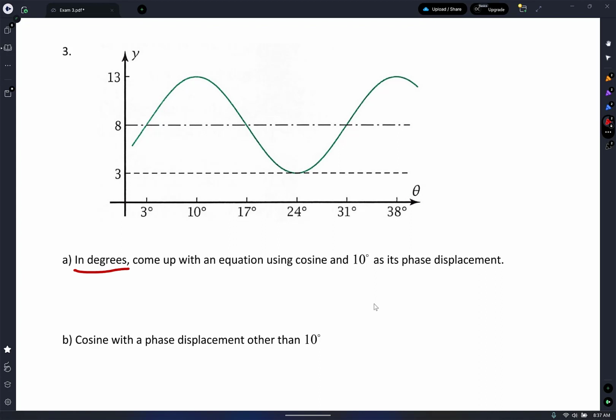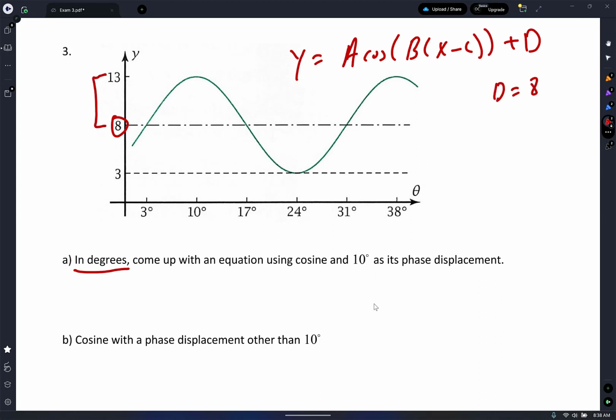It says come up with an equation using cosine and 10 as its phase displacement. So y equals a cosine b(x minus c) plus d. So let's see, the midline is 8, so d equals 8. The amplitude is the gap between 8 and 3. So the A is 13 minus 8. What's that? 9, 10, 11, 12, 13, 5.